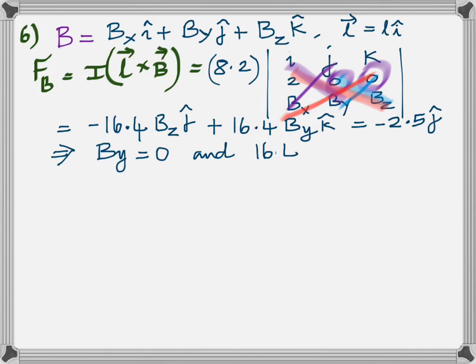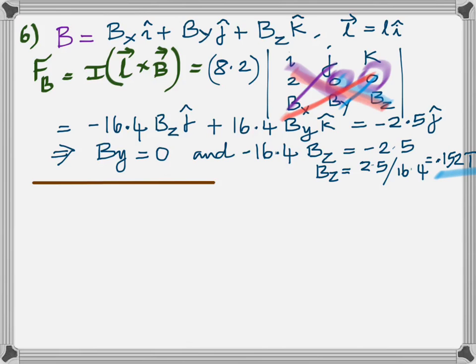Now, on comparison of the coefficients, you find that By is 0 and 16.4 Bz is negative 2.5. So both negatives become positive, and you get 0.152 Tesla.